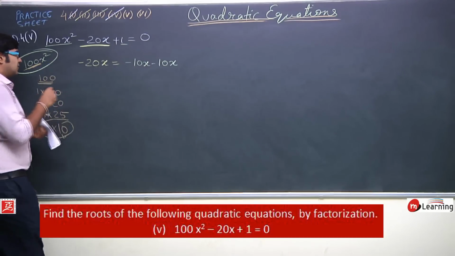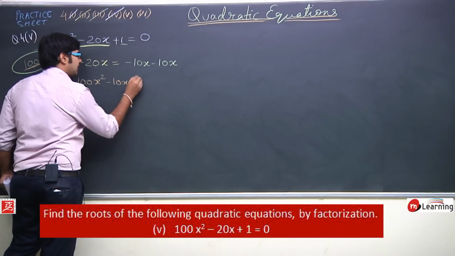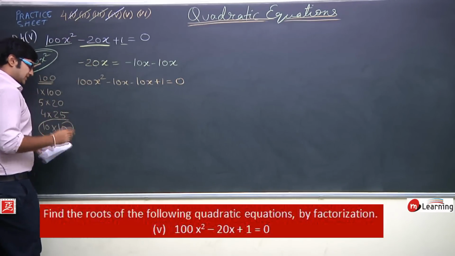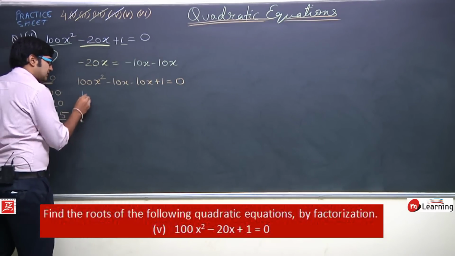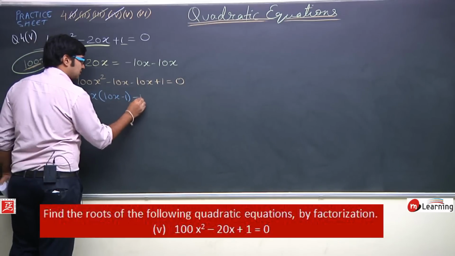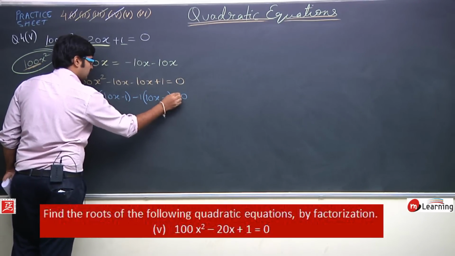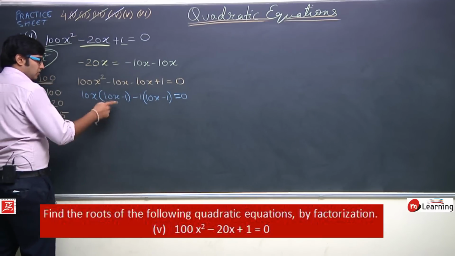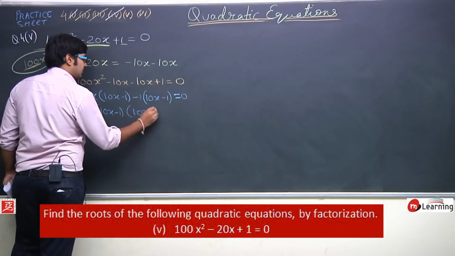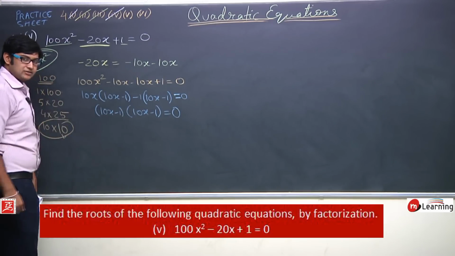So I need to split this equation: 100x square minus 10x minus 10x plus 1 is equals to 0. From this equation I can take 10x as common. In bracket it will be 10x minus 1. Then minus 1 as common, 10x minus 1 is equals to 0. Now I can take 10x minus 1 as common, and in the second bracket it will be 10x minus 1 is equals to 0. Okay, 10x minus 1 and 10x minus 1 is equals to 0.